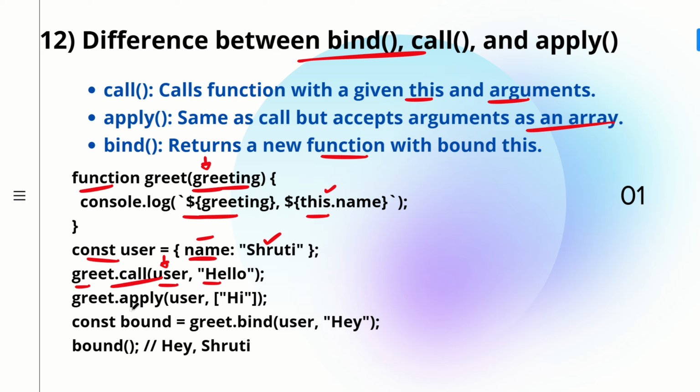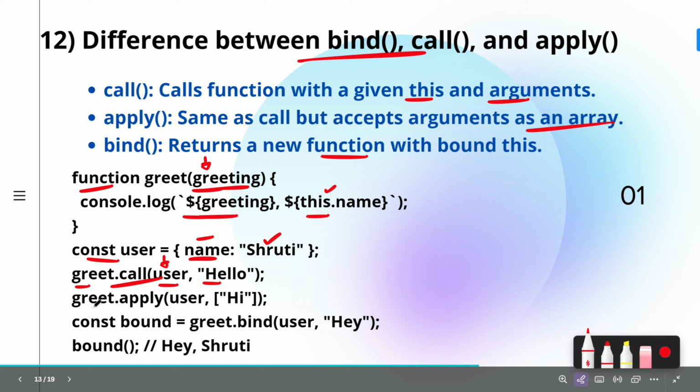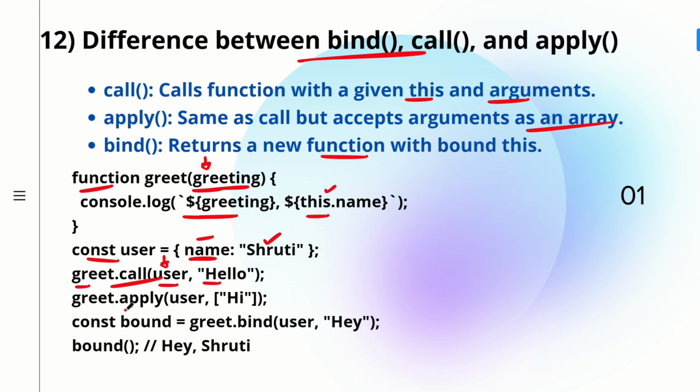Then let's see apply. Apply is also similar to call, but in apply we expect the arguments in array format. Here you just pass these strings, right? Here you have to pass the same string in array format. So same syntax, you use the function name, then you write apply. First you pass your object, and after this you give the argument in array format, and this is what is taken in the greet function. So what is the greeting you passed? You passed hi. Then what is this.name? What is your context? Context is user. What is user.name? It is Shruti. So in the console your value will be hi Shruti.